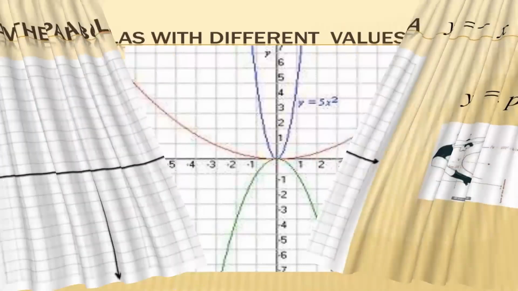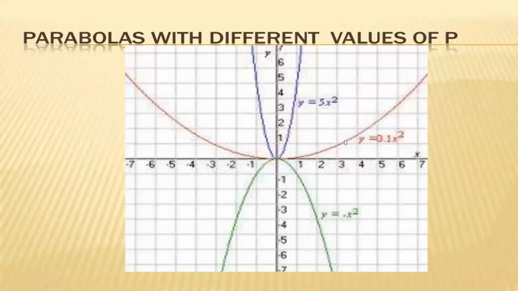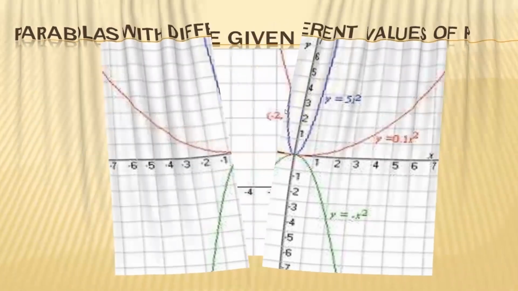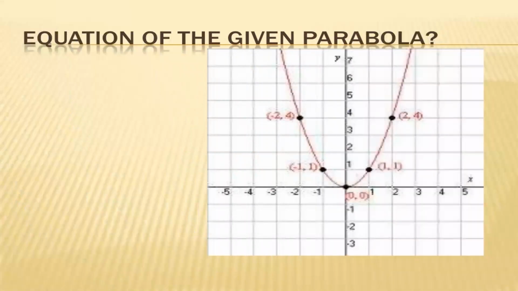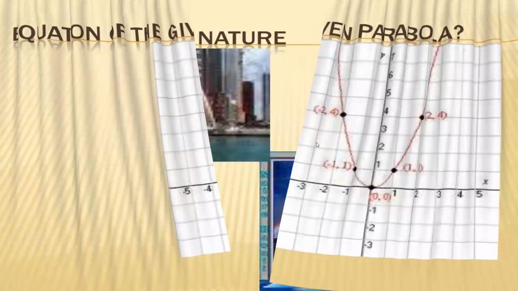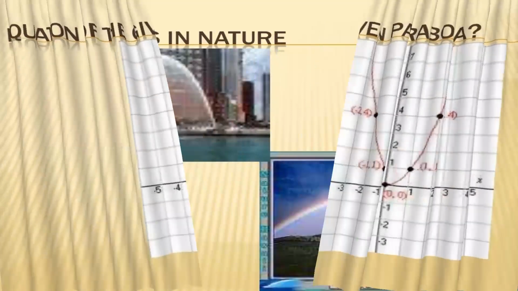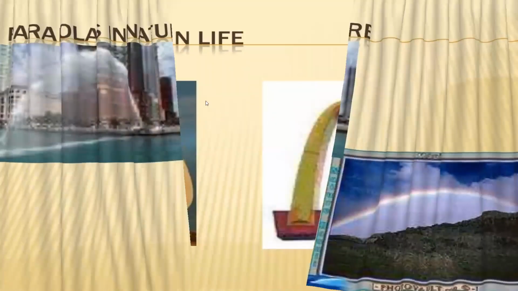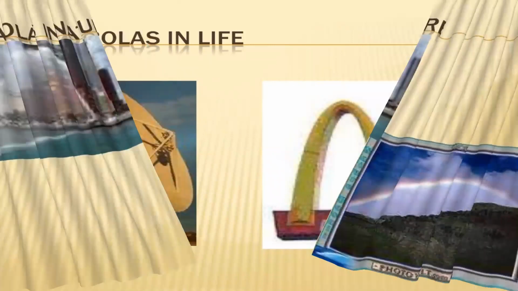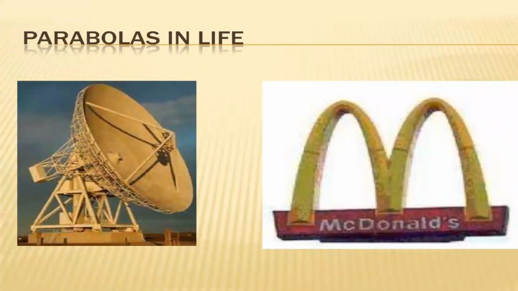With different values of p, we have different kinds of graphs. In this graph, you can see the different values of p give different shapes of parabolas. How do we find parabolas in nature? You can see here the fountain, and here is the image. Also, you can see different kinds of parabolas in life.